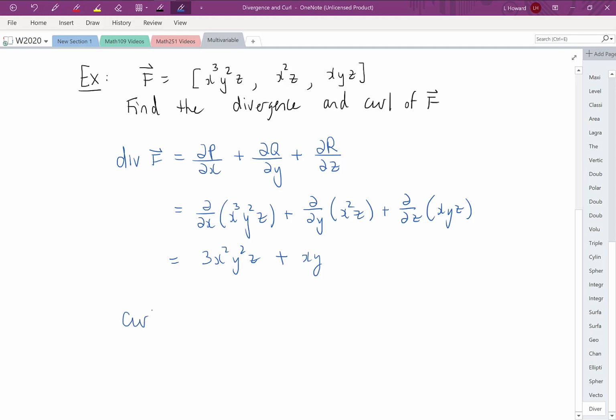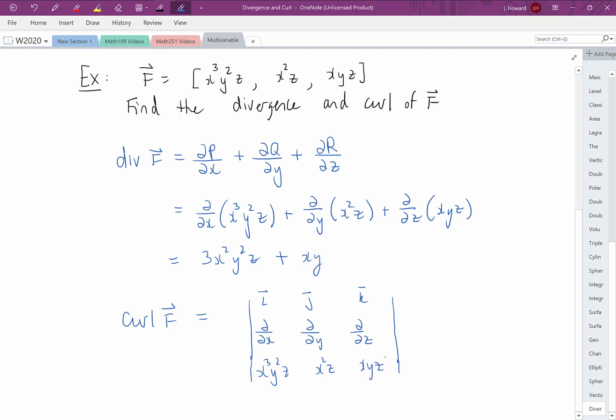Now let's try the curl of F. So in our definition above, we wrote down how to set this up, but here we're going to get a sense of what this is really giving us. So in our first row, we're going to write down our unit vectors, i, j, k. Second row, we're going to write down the partial derivative operators, so things like ∂/∂x, ∂/∂y, ∂/∂z. And then in the third row, we're going to fill in our components of our vector field. x cubed y squared z, x squared z, and xyz.